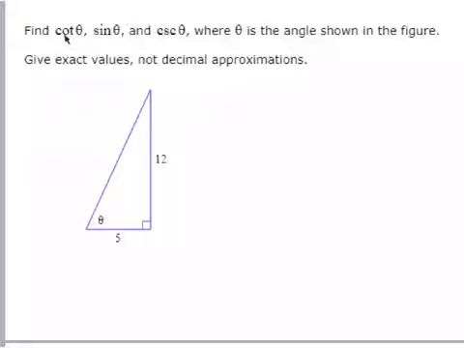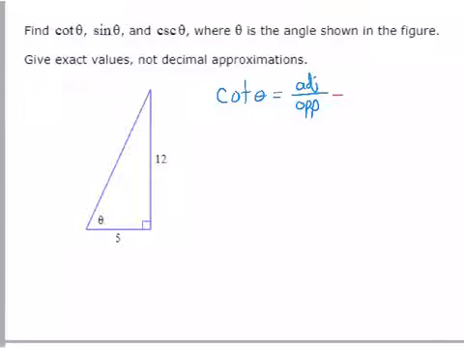I want cotangent, sine, and cosecant for this triangle. So let's start with cotangent. Now what you have to understand for cotangent theta is that it is equal to the reciprocal of tangent. Tangent is opposite over adjacent, so cotangent would be adjacent over opposite. It's the reciprocal of tangent, so that is tangent flipped.